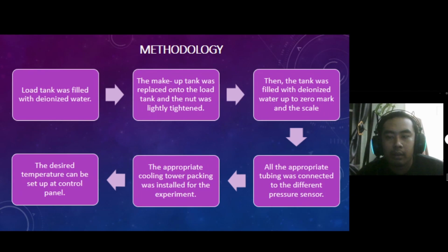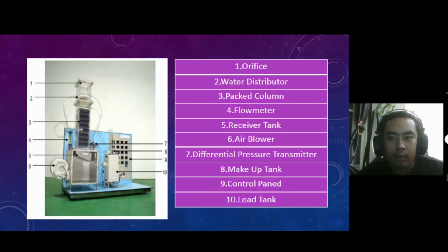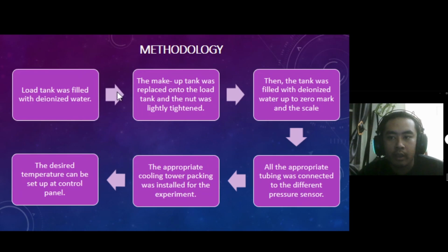Okay, for the methodology, the first part was the load tank. So the load tank needs to be filled with ionized water. As you can see, the number 1, the load tank at the top part of the cooling tower system. So the ionized water needs to be filled inside here. Then the makeup tank was placed onto the load tank, and the nut was slightly tightened.